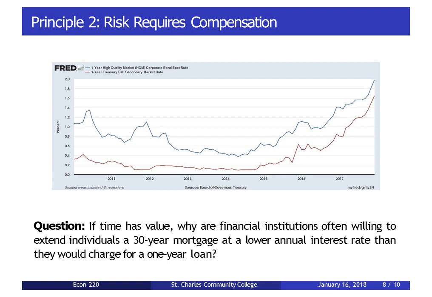Okay, the second principle is that risk requires compensation, and I'm going to give an example again to support this principle. I extracted this chart from Federal Reserve economic data, as I did the last one. The vertical axis shows the percentages, while the horizontal axis shows the timeline. The blue line represents the interest rate on a corporate bond, while the red line shows the interest rate on the treasury bill.